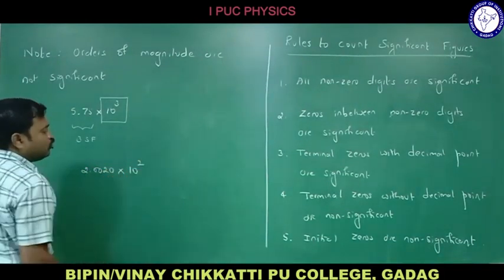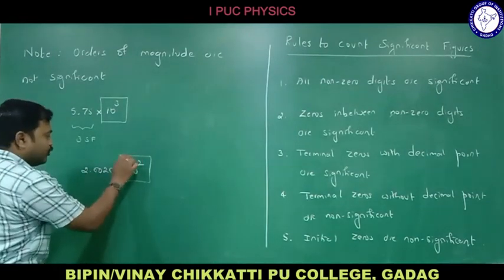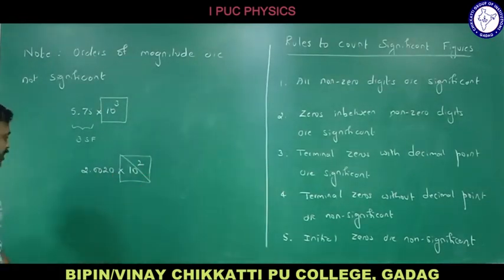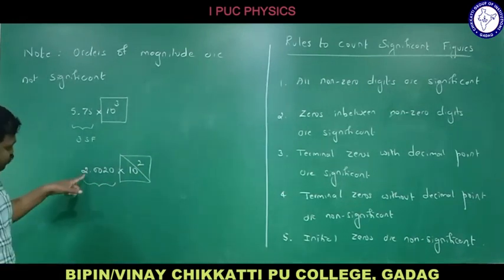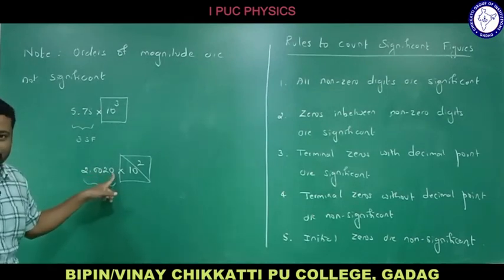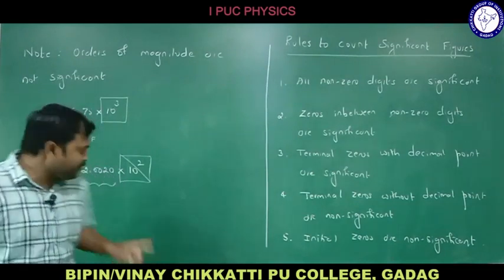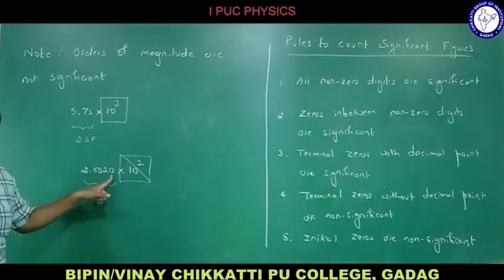2.0020 into 10 raised to 2. How many significant figures are there? Is this a significant figure? No, this is not a significant figure. Let me calculate how many significant figures there are. These two are significant. These are middle zeros, of course they are significant. Is this last zero significant or not? Check, is there a decimal point? Yes, there is a decimal point. If there is a decimal point, this also becomes significant.